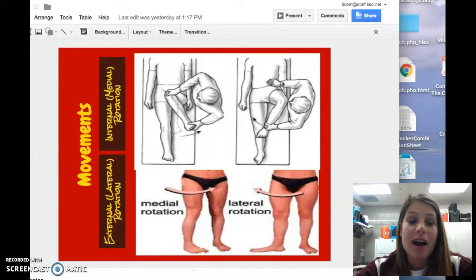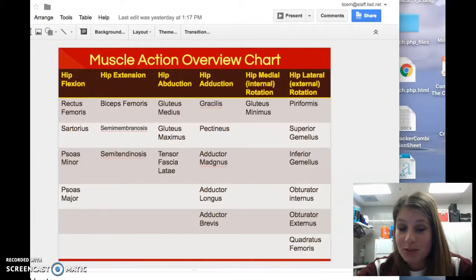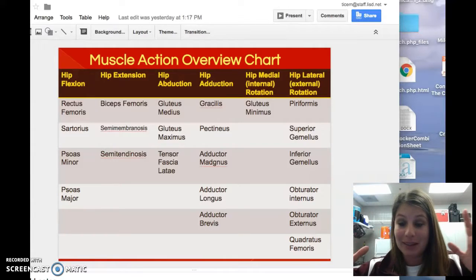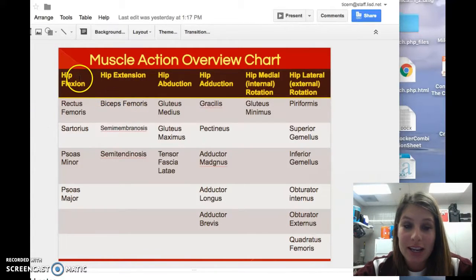I know that was a lot of muscles to deal with. I have put together a little chart that talks about the different muscles. You are going to need to remember a few of these. I would absolutely make your note cards for these muscles. Figure out what each muscle does.